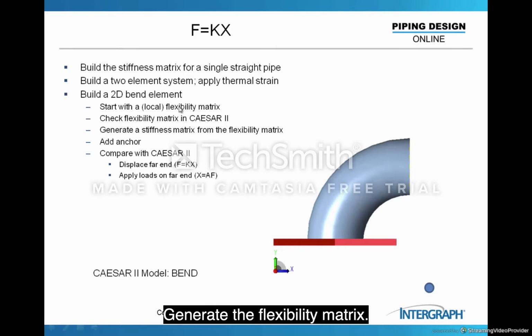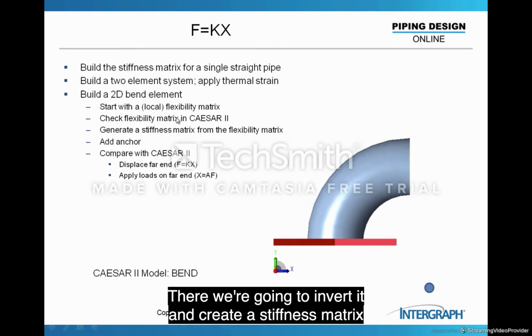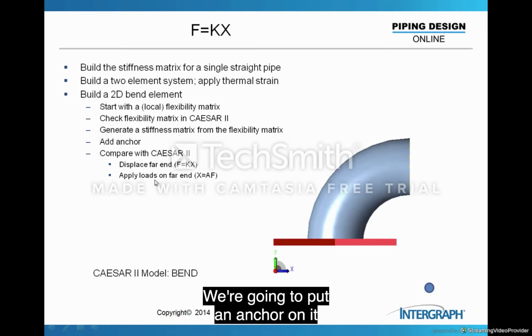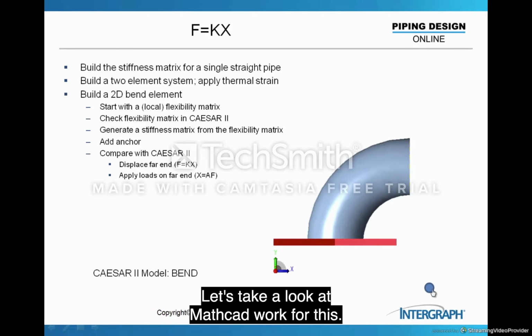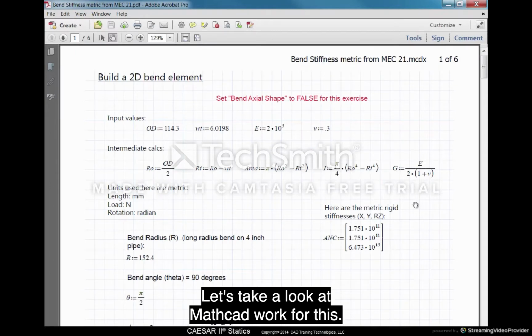Generate the flexibility matrix, check it against Caesar 2. Then we're going to invert it and create a stiffness matrix from it. We're going to put an anchor on it and then run it in Caesar 2. The model that we're going to use is called bend. Let's take a look at the MathCAD work for this.